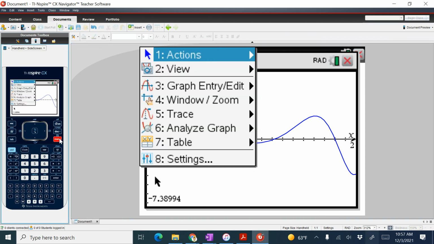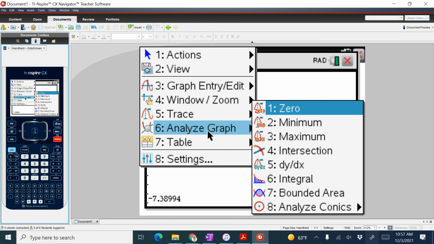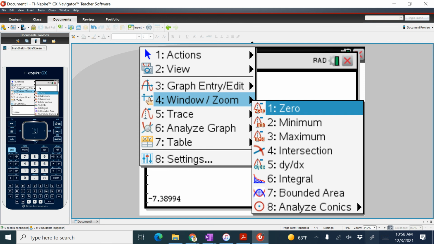So I'm going to go menu, analyze graph. What do I want to choose to get where it crosses? Intersection is when we've got two graphs. So what's my other option? We already said intersection was when the two graphs cross. Nope, we don't want an integral. We're not there yet. Let's go back and look at that again. Let me get out. Hang on, I gotta escape.